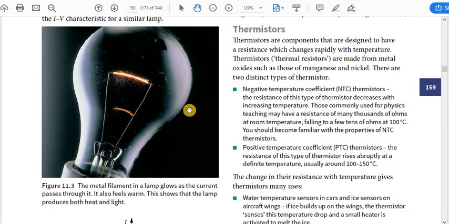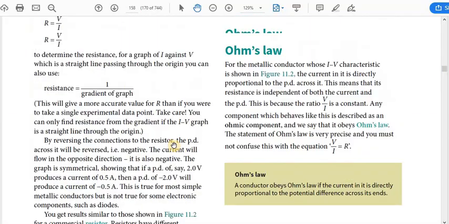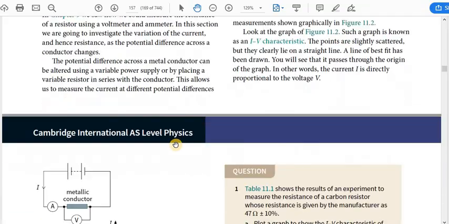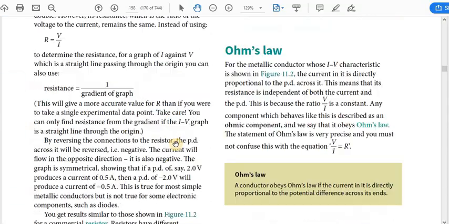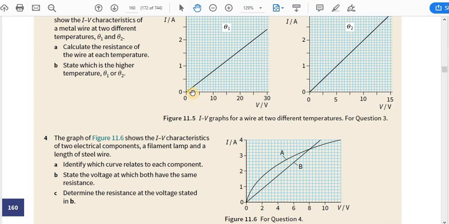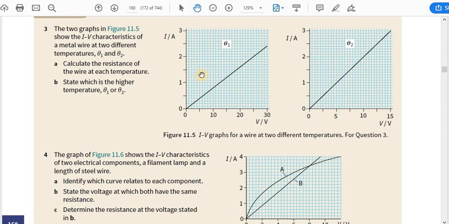Okay, so here is the filament lamp. This is the graph for that. And in the previous page also we'll just go through it so that we are sure that we have covered everything. So you can see the IV characteristic for a filament lamp. It's actually this graph. Okay, so you have to do all these questions in the brown boxes. It's very important.